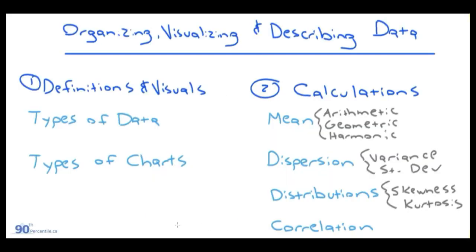This learning module is organizing, visualizing, and describing data. Quick overview on this module. It's very, in my opinion, very fluffy at the beginning. The first, call it 50% of the reading in the book is talking about different types of data, gives you some different definitions and characteristics for like continuous data versus discrete data. And then also goes into different types of charts, like line charts, bar charts, all of that.